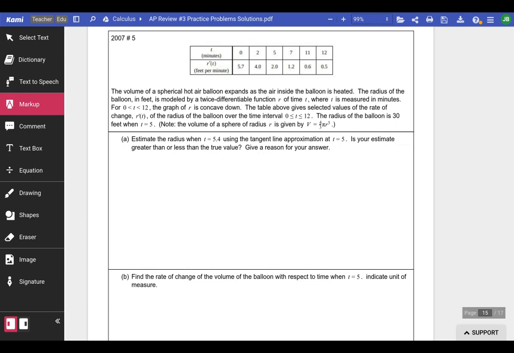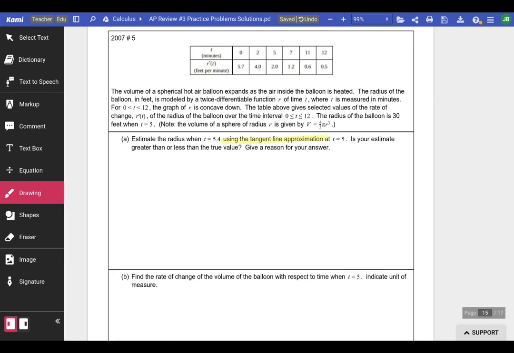And then in the table, here we have to be careful. They're not giving us values of r. They're giving us values of r prime of t, so the rate of change of the radius over the given interval. And then we've got an initial condition here. The radius is 30 feet when t equals 5. So now they're asking us to estimate the radius when t equals 5.4 using the tangent line approximation at time t equals 5. And then we have to determine is our estimate greater than or less than the true value.